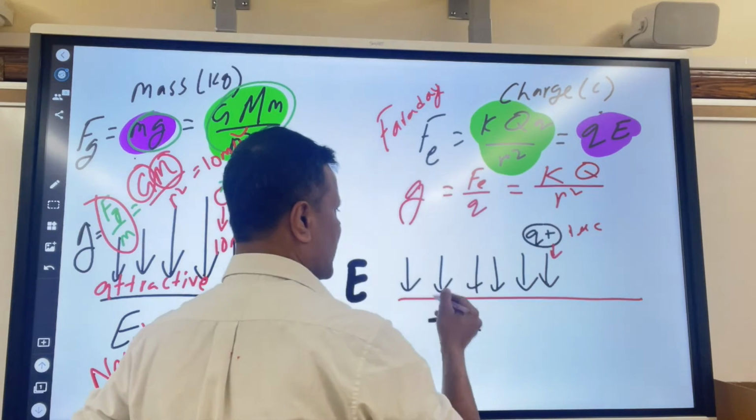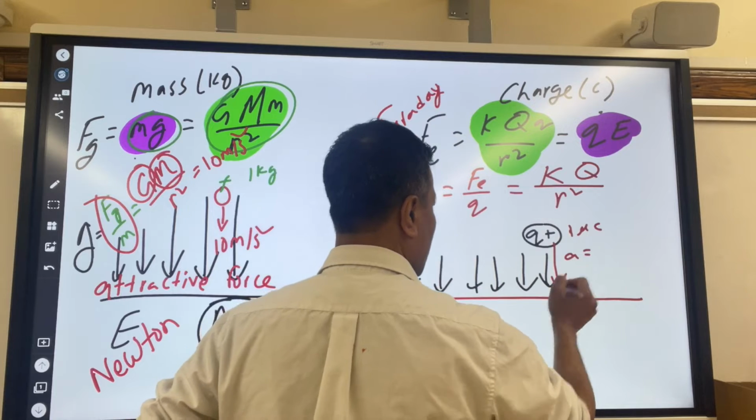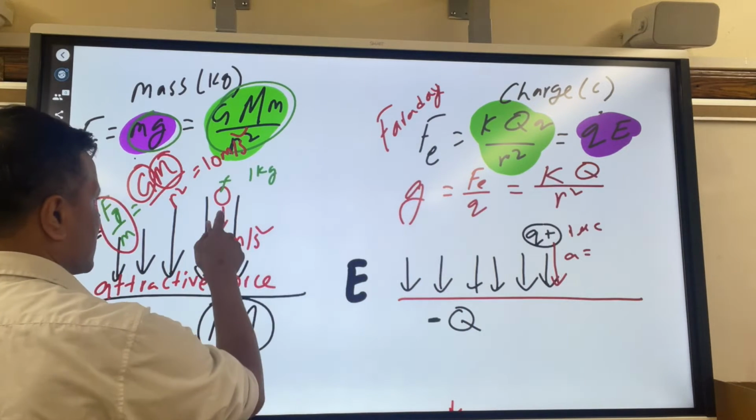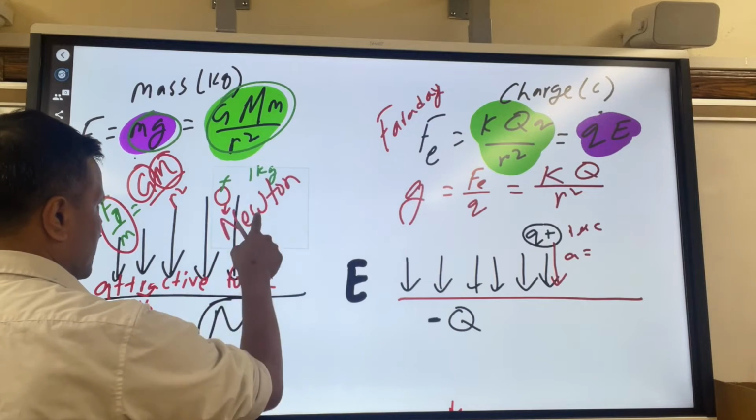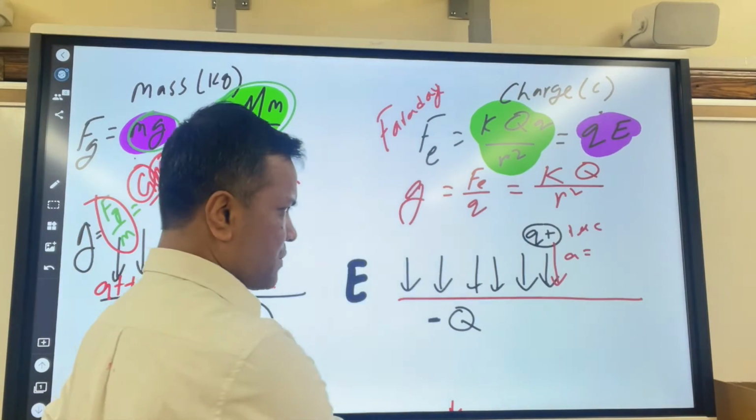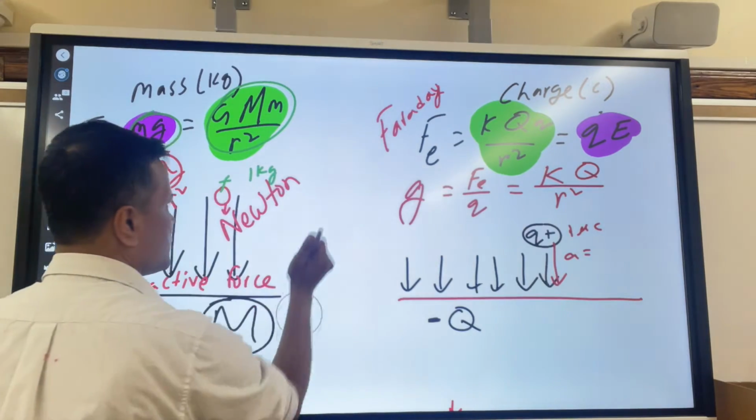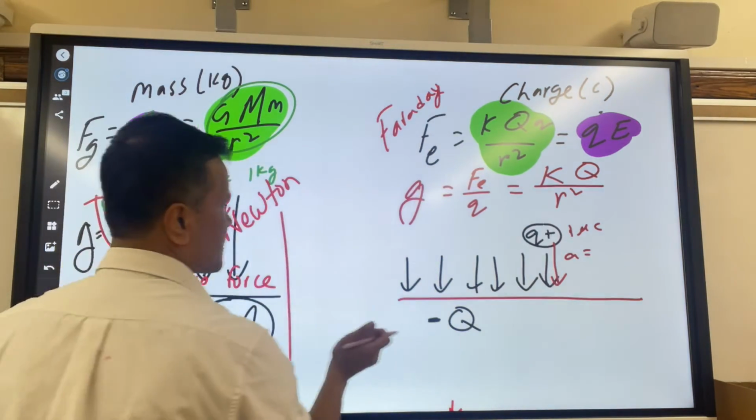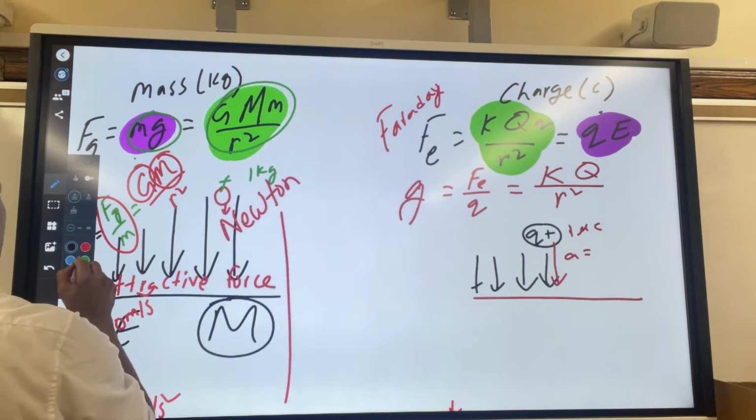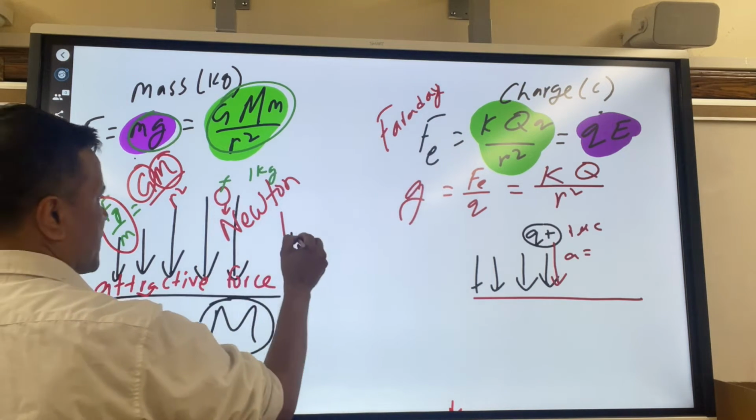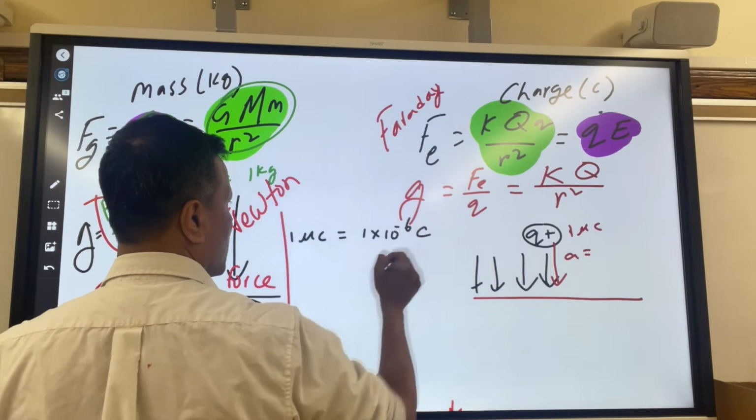I want you to find the acceleration. Okay, maybe this is way bigger than this acceleration. This acceleration is just small, 10 meters per second squared. All right, let's find this acceleration. To do that, let's do it over here. We're going to first find this microcoulomb. 1 microcoulomb is equal to 1 times 10 raised to negative 6 coulomb.